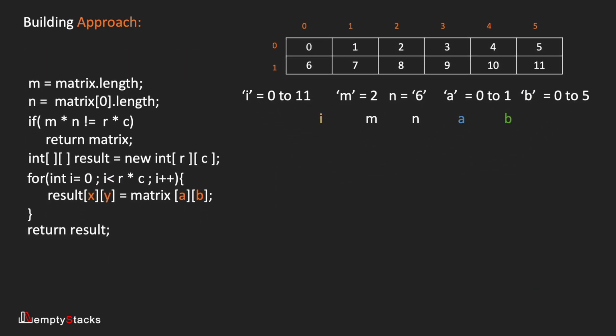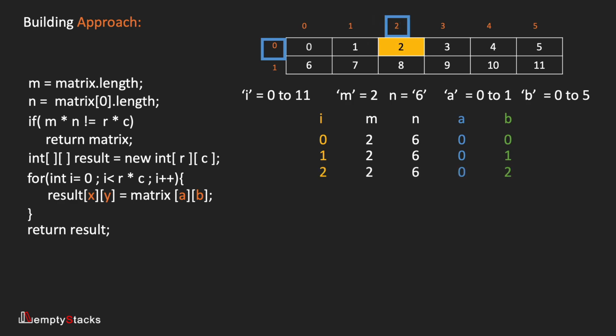Let's start with the first element. For the first element, the value of i will be 0, m and n are basically constant, so their values will always be 2 and 6. The first element is in the first row and the first column, so the values of a and b will be 0. Next, if i is equal to 1, we are looking at the first row and the second column, so a and b will be 0 and 1. Same way for i equals 2, a will be 0 again and b will be 2. Similarly for 3, 4 and 5.